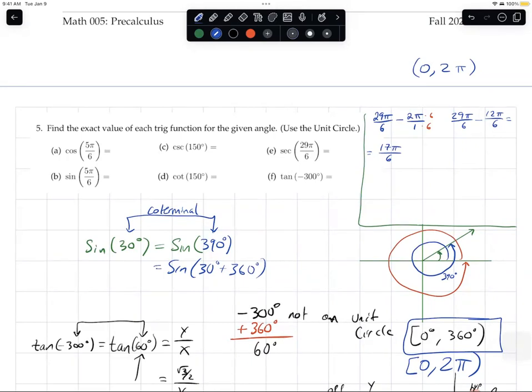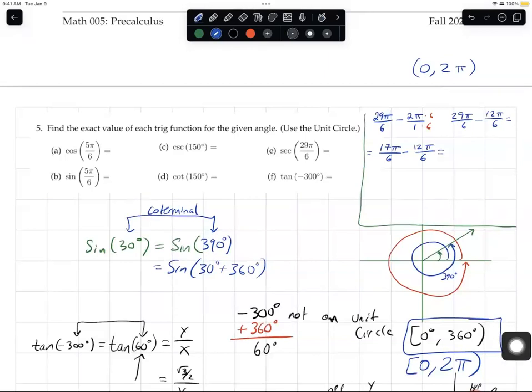Now, how many times does 6 go into 17? 2 times, and there's still a remainder. So again, we're still over 2 pi, so we should subtract 2 pi again. To skip the step of getting a common denominator, instead of subtracting 2 pi, I'm going to write it as 12 pi over 6, getting a common denominator by multiplying the top and bottom by 6.